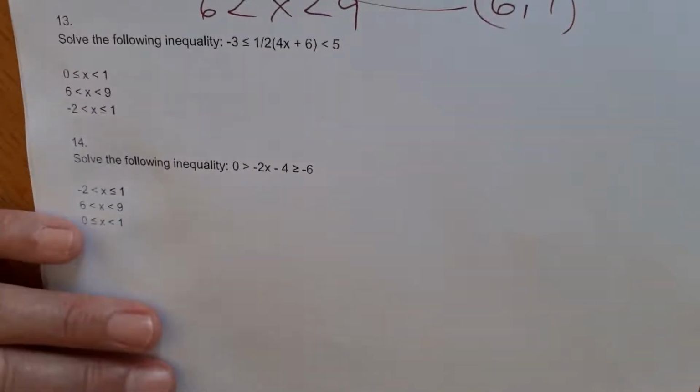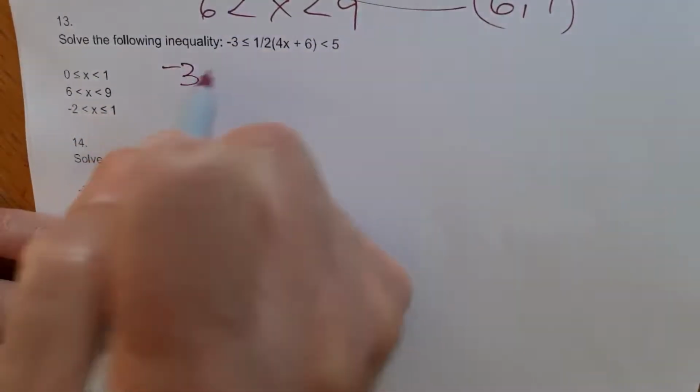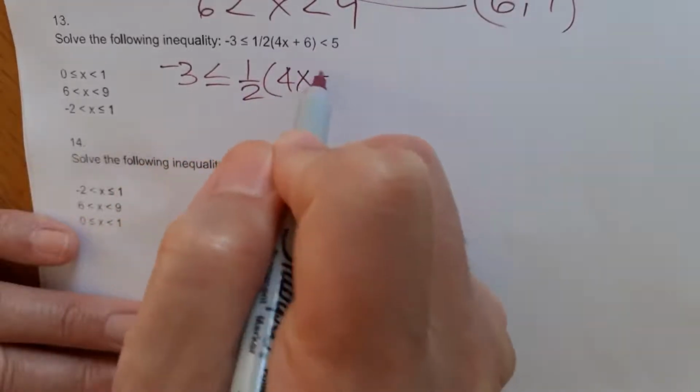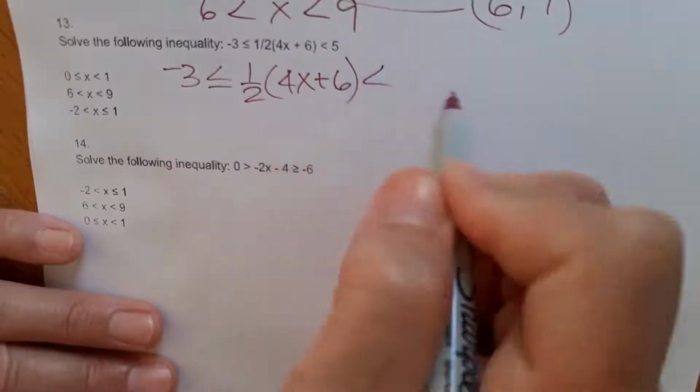All right, let's do the next compound inequality. We have negative 3 is less than or equal to one half times 4x plus 6 in parentheses, which is less than 5.